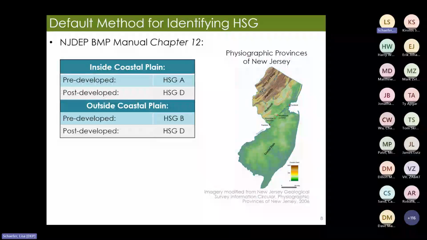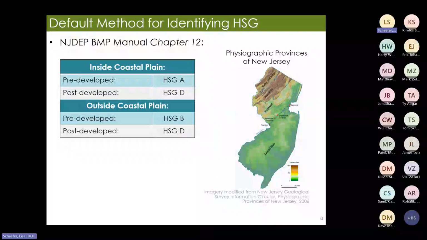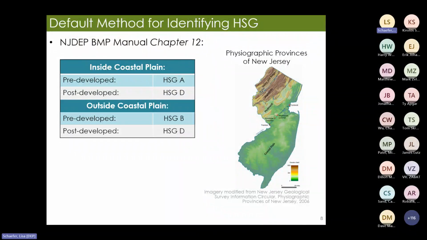So when the HSG information from the web soil survey is unavailable, we use the default HSGs as one of the two methods remaining. Those are used for runoff computations for pre and post conditions as outlined in this table. HSGs in urban areas are often unknown, and so we would typically use the default areas in these areas.